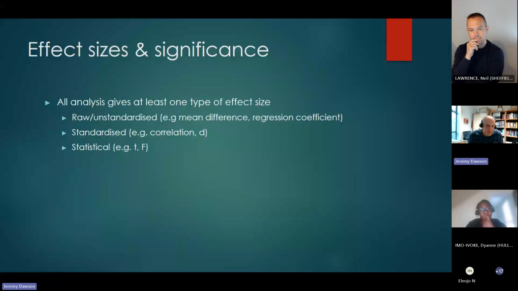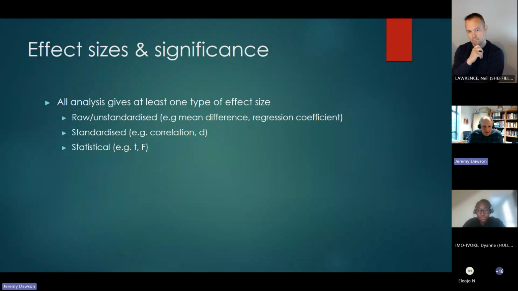There's also a third type of effect size, which I'd call a statistical one, which is basically saying how well a number relates to a known statistical distribution. So sometimes you'd see t or F, or others there. And chi-squared would be another common one, for example. These are useful from a statistical analysis point of view, but don't really have much meaning to the wider audience. So that's not so useful to report.